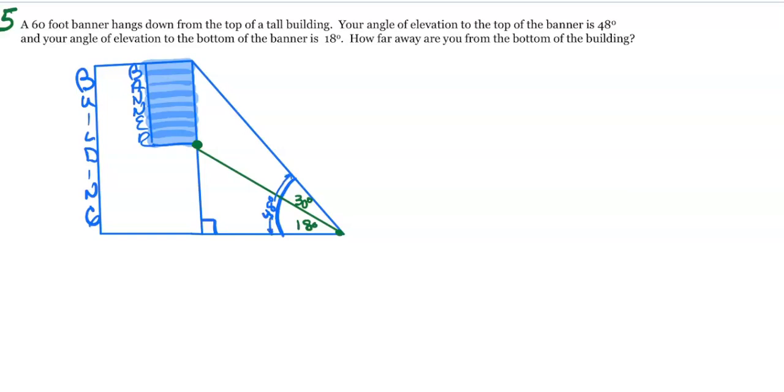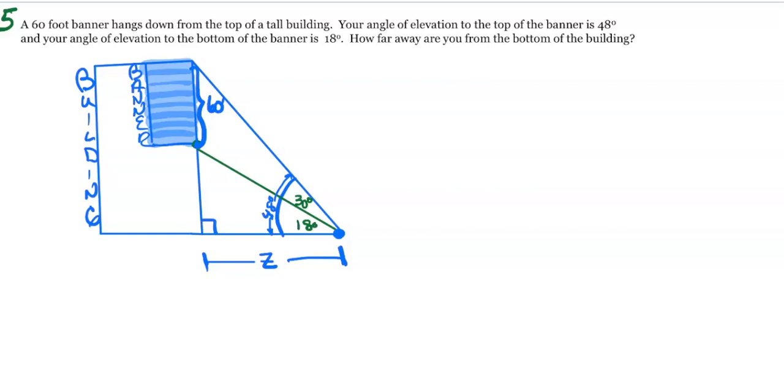Okay, so we have some angles now. How far away are you from the bottom of the building? Okay, so you are standing here. So the question is, how far are you away from the bottom of the building, which is here? All right, do we have any other measurements? Yes, we know that the banner is 60 feet. Okay, that's going to be important. So right here, this is 60 feet.